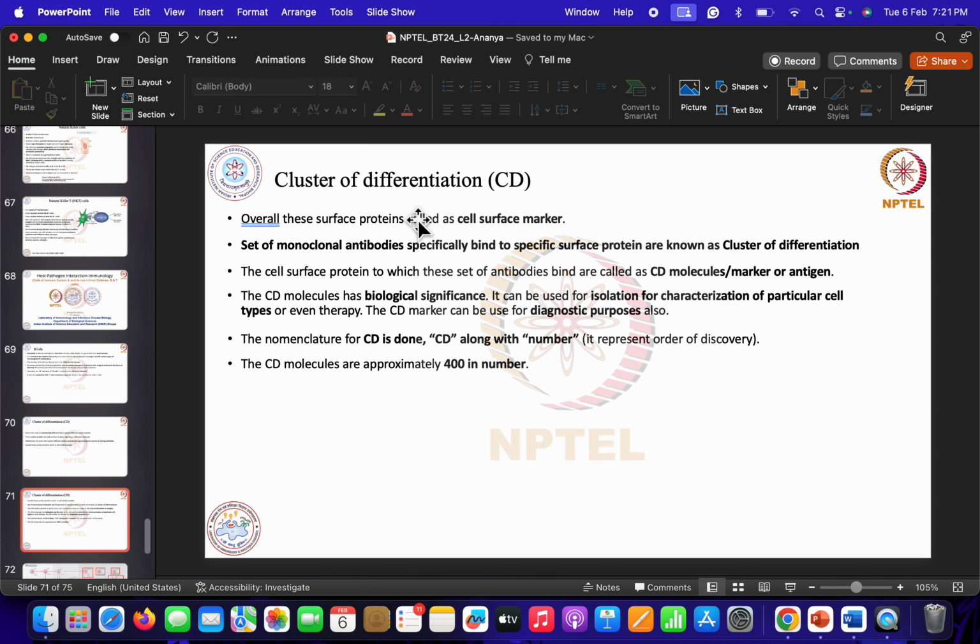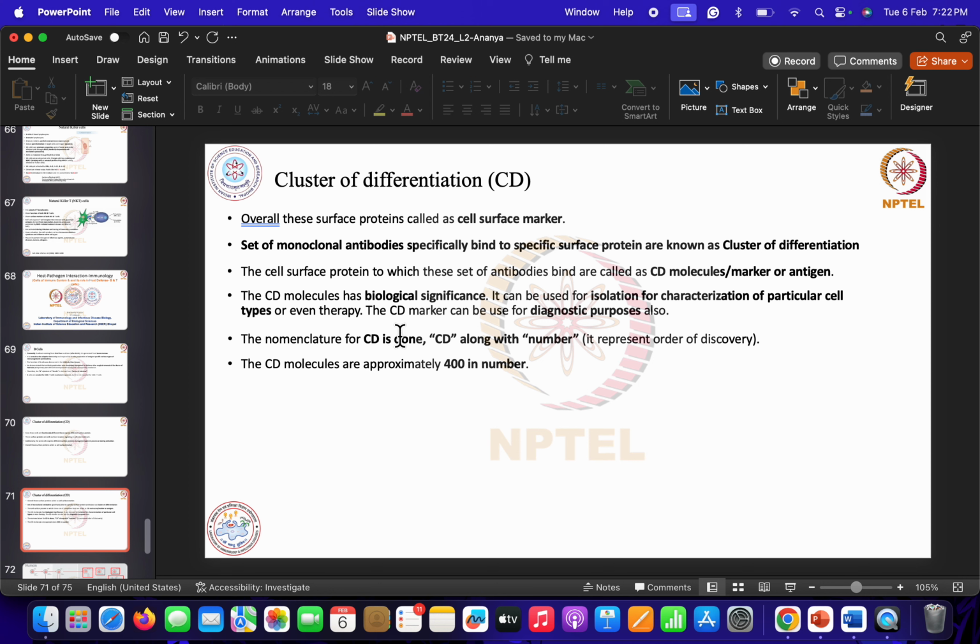Overall, these surface proteins are called cell surface markers. A set of monoclonal antibodies that specifically bind to specific surface proteins is known as cluster of differentiation. The cell surface proteins to which this set of antibodies bind are called CD molecules, markers, or antigens. CD molecules have biological significance. They can be used for isolation or characterization of particular cell types, or even therapy. CD markers can be used for diagnostic purposes also.